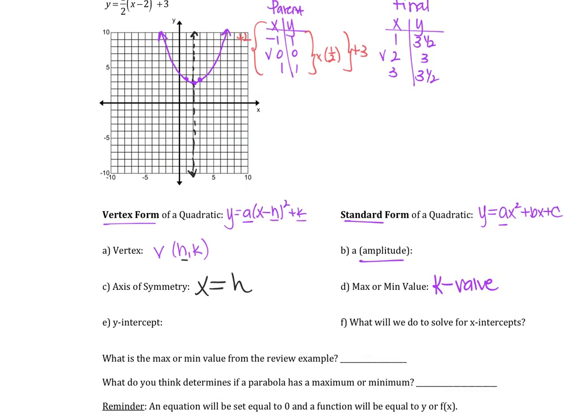Our y-intercept. There are a couple of different ways we would find that. You would just set x equal to 0 and solve for y. Or if we're looking at standard form, that's really easy to pick out, because if I plug in 0 for both of these x's, all I'm left with is c. So from standard form, it's (0, c).